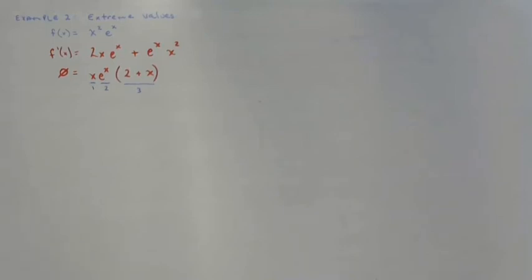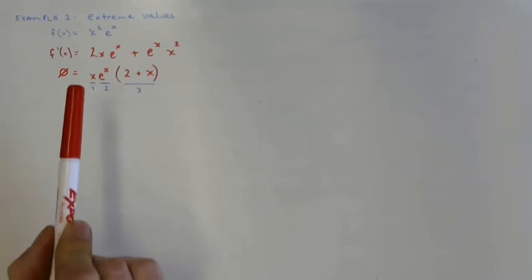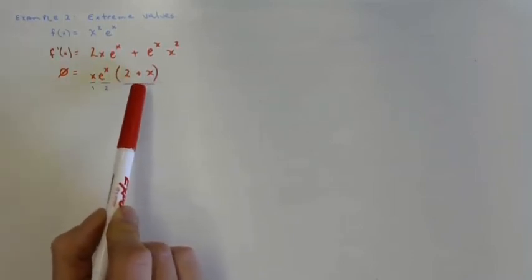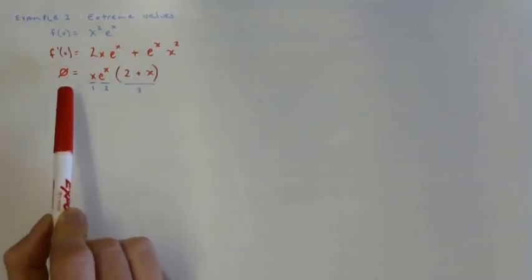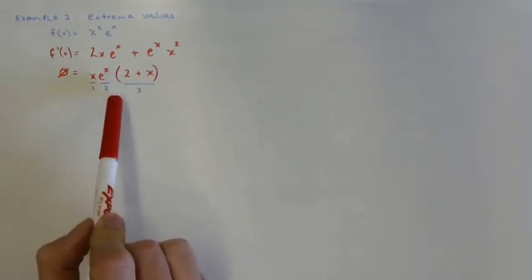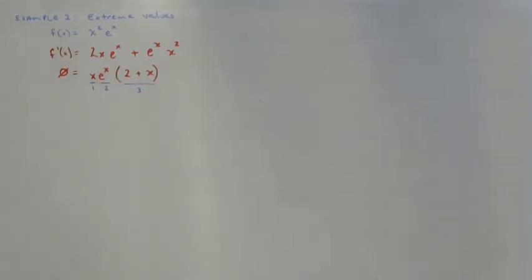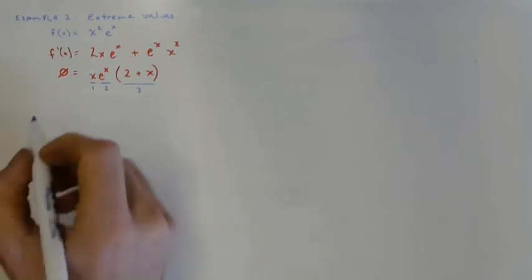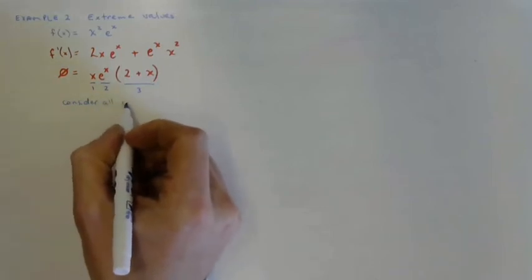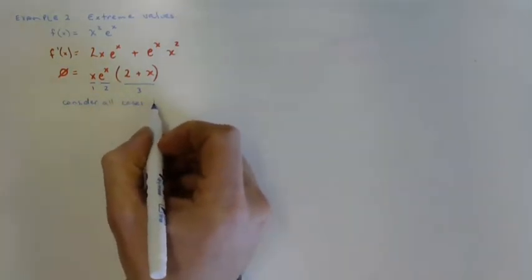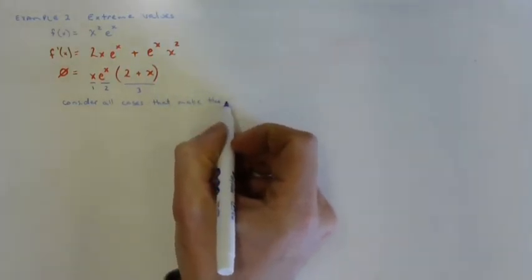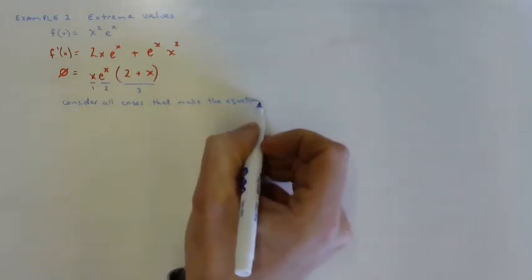So what we need to do is consider all of the cases to find all of the solutions. That means all the values of x that will cause this whole side to equal 0. So either x is 0, that one was easy, or e to the power of x is 0, or 2 plus x is 0. So we're going to consider all cases that make the equation true.